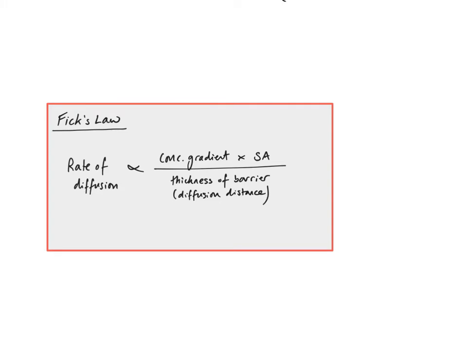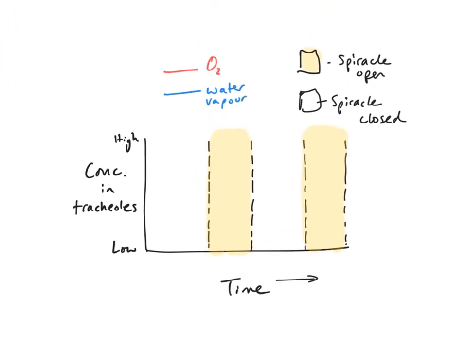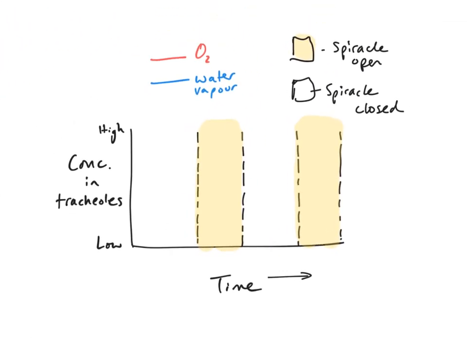Therefore, a large internal surface area. And thickness of barrier: the insects are small and they've only got a small amount of fluid in the ends of the tracheoles. Okay, so let's look at a graph, because in the exam they tend to ask about graphs or tables of data.